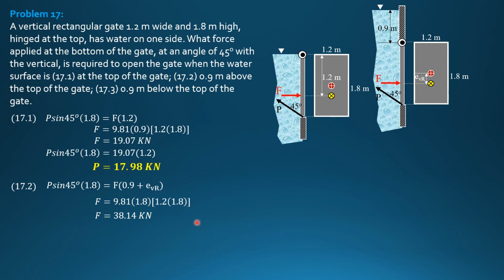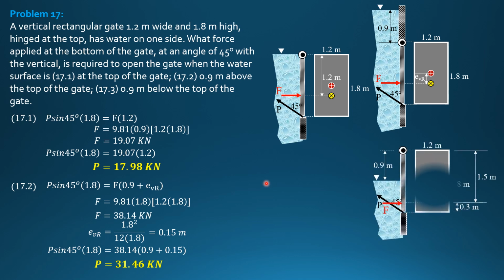Then the e sub VR formula, height of rectangle squared over 12 barred H, where barred H is 1.8. This is the formula I used also in the many problems before this problem here, or you can derive this if you want. So 0.15 meters. Substitute: P sine 45 degrees times 1.8 equals 38.14 times quantity 0.9 plus 0.15. So P is 31.46 kilonewtons.